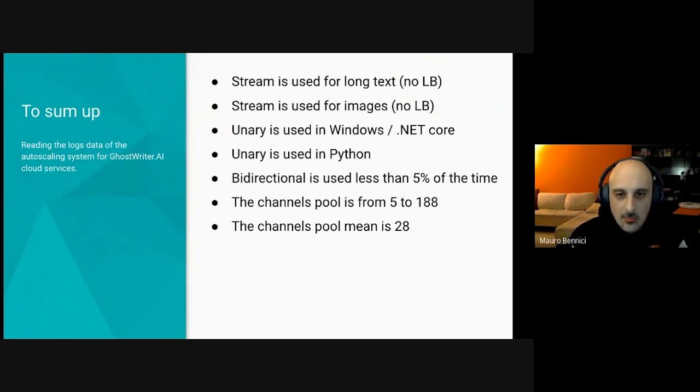And to sum up what happens on our cloud software, you can see the most used configuration from our customers and our system. So the stream is most used for analyzing long text, obviously for images. Stream is never used on .NET Core Windows, so the machine learning algorithm tested must continue to use Unary. Unary is always used in Python because of the problem mentioned about streaming. The bidirectional is less than 5 minutes, and the channels pool is from 5 to 188, and the mean is 28 in general.